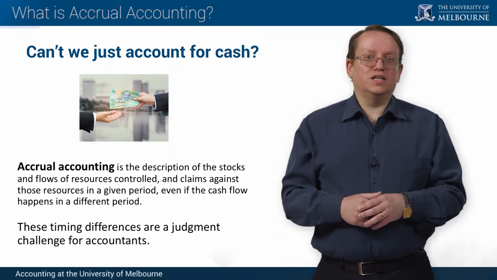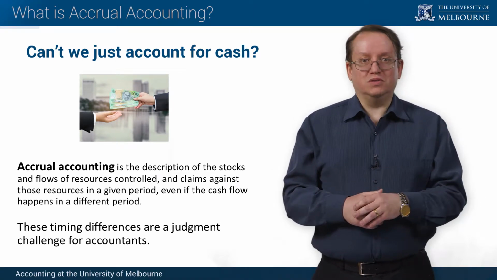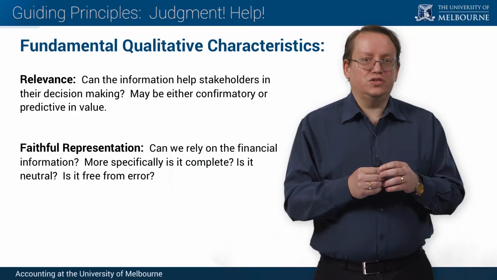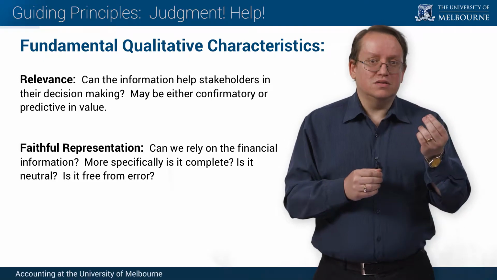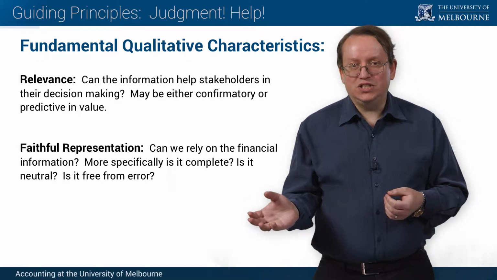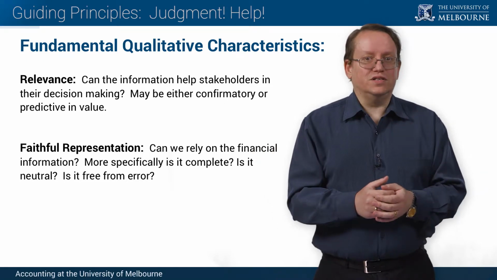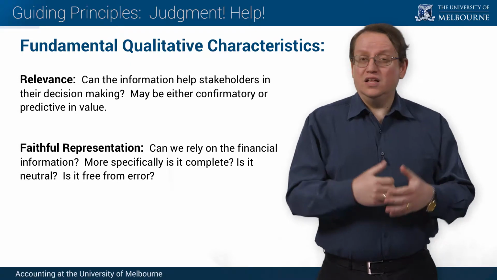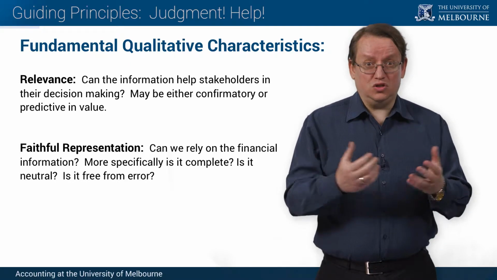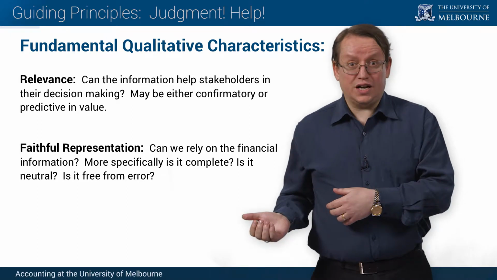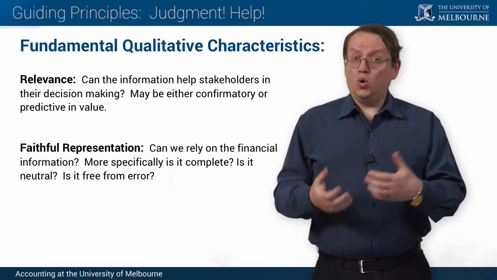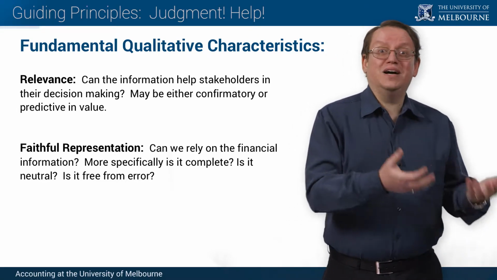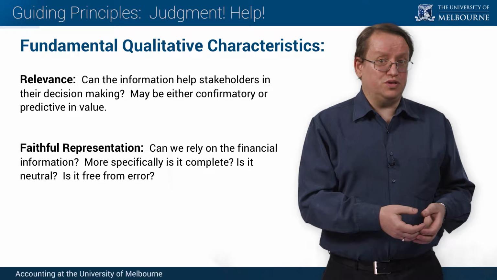We also need some guiding principles to help us with those judgments. Two fundamental characteristics we want from accounting information are relevance and faithful representation. Of course, we want relevant information that has the capacity to influence decisions. This influence may be in making predictions, such as using current earnings to predict future cash flows that a business might generate. Alternatively, relevant information might influence decisions by providing confirmation or evaluations of past performance and predictions.